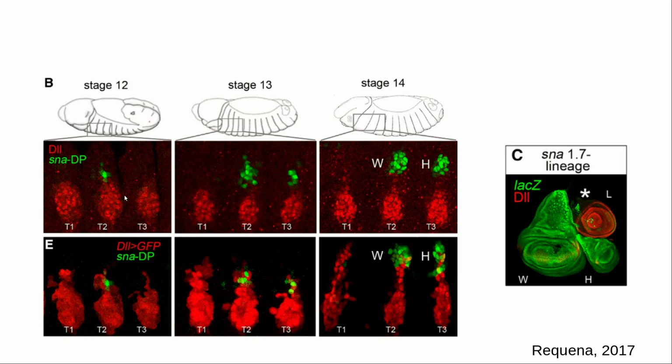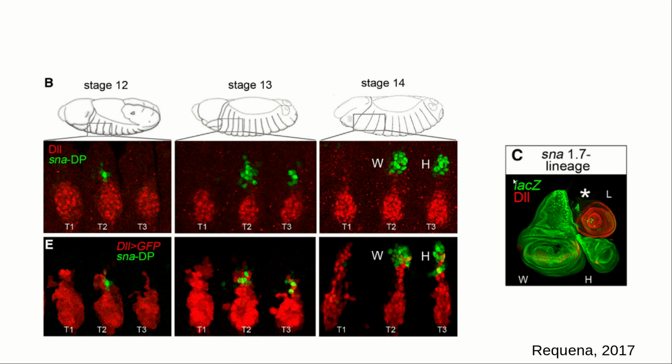Here you can see how the early markers become expressed. In red, Distal-less, and in green you have Snail. And you can see how Snail becomes expressed in T2 and T3 during these embryonic stages. And then in the right figure you can see all the cells that are derived from this original primordium.